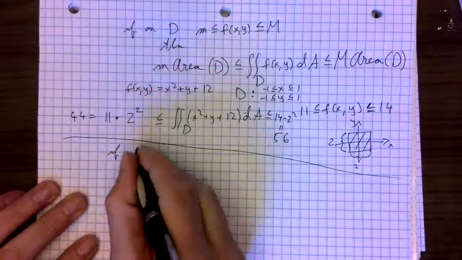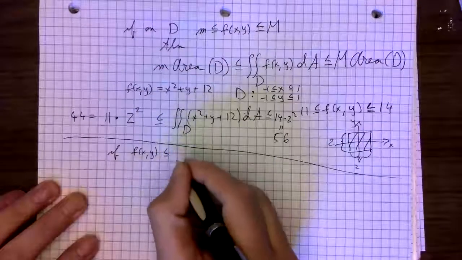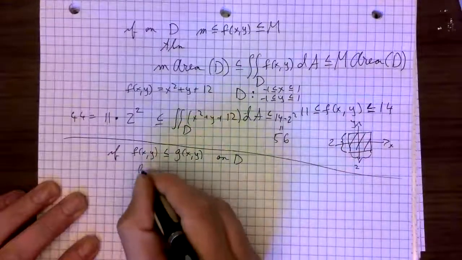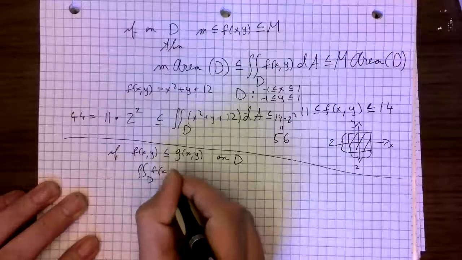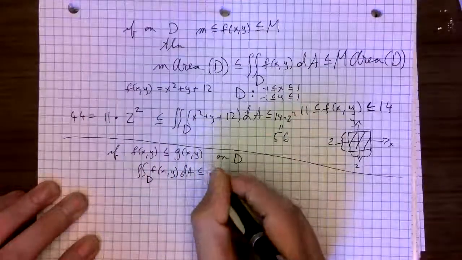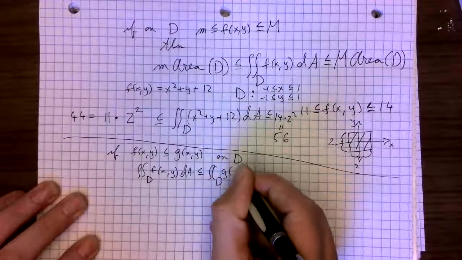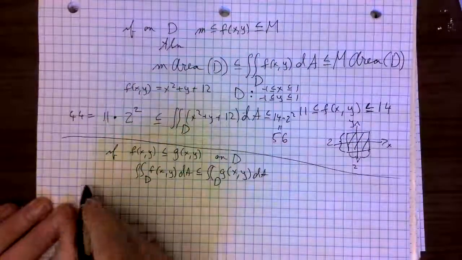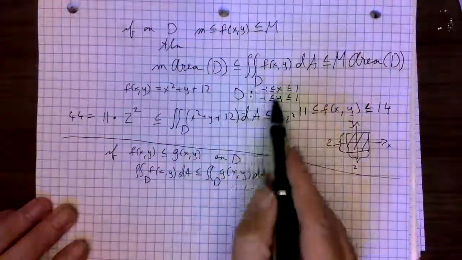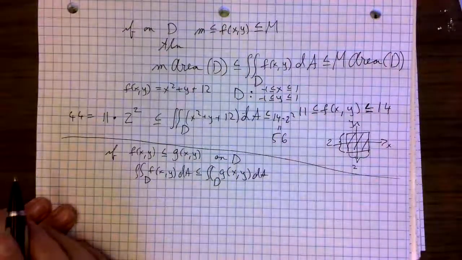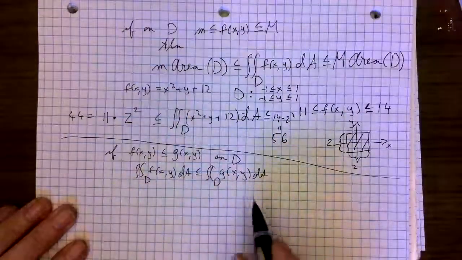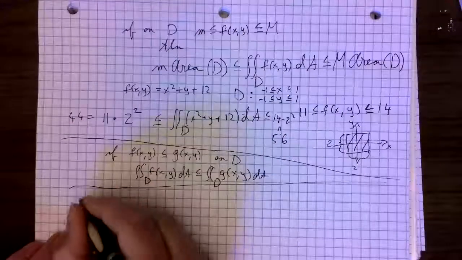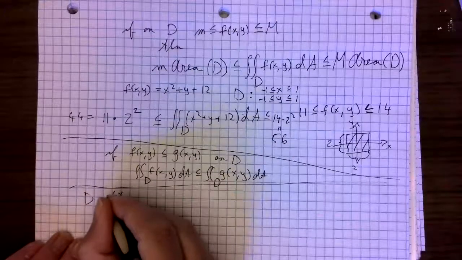So if f of x, y is always less than g of x, y on D, then the integral of f is less than or equal to the integral of g. All right, and we can use this, essentially what we're using here, using a constant for g or f. So we can, for example, suppose that I have D, let's do something really simple.